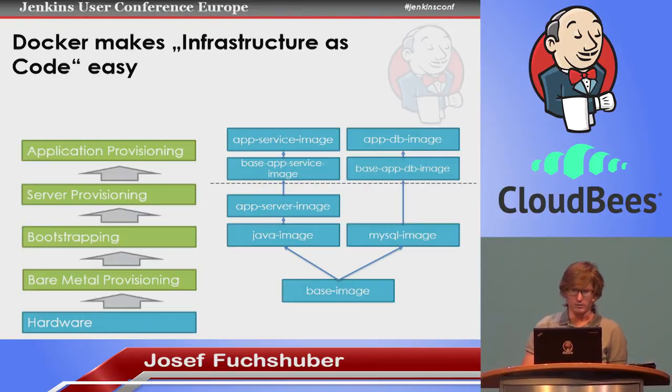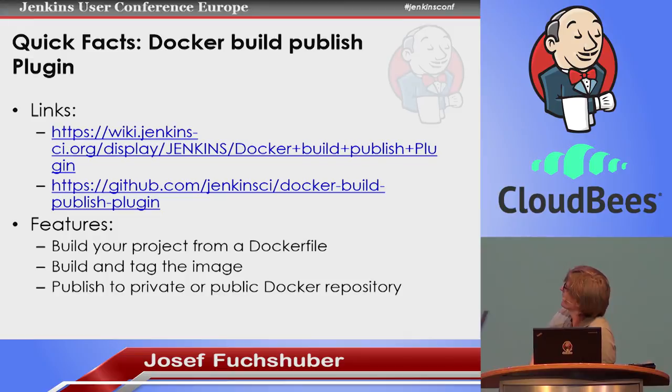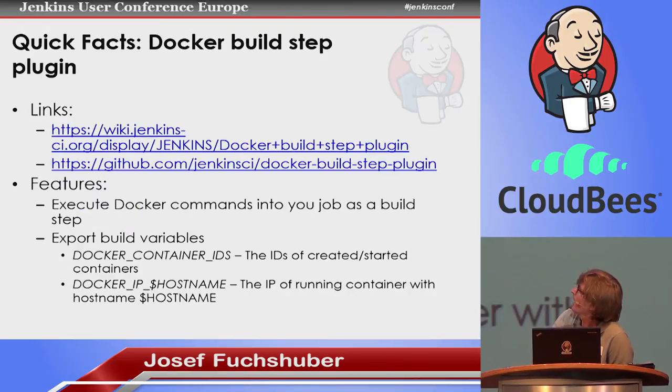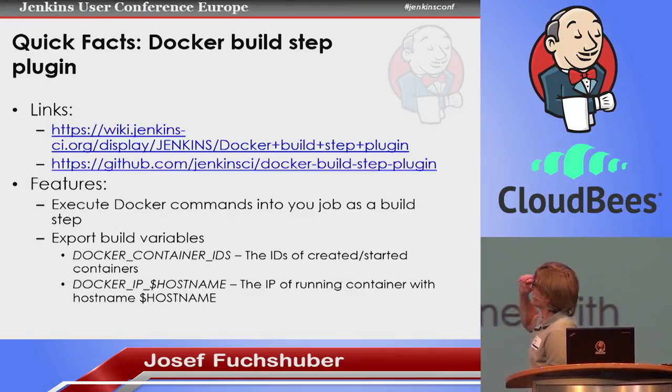And for this there is one plugin, the Docker build publish plugin. It's using a Dockerfile, builds an image, and pushes it to the repository. And the next is the Docker build step plugin. You can define start commands and stop commands in your build job configuration. You get some build variables. If you start a container, you get the IP or the host name, and you can use it in the next step.